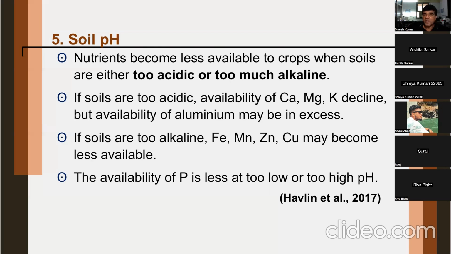If soils are too acidic, availability of calcium, magnesium, and potassium declines, meaning they cannot be supplied or replenished quickly into the soil solution. But availability of aluminum may be in excess, iron may be in excess as you decrease the soil pH. So if soils are too alkaline, then iron, manganese, zinc, and copper availability become less. And what about molybdenum and boron? In which pH range are they most available? Boron and molybdenum.